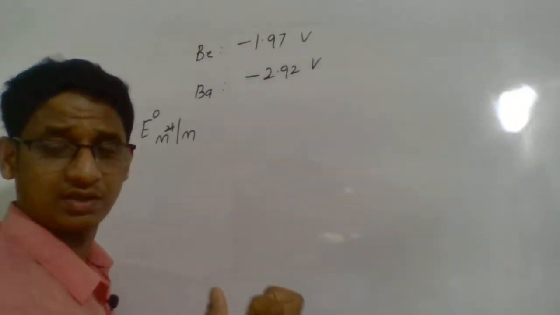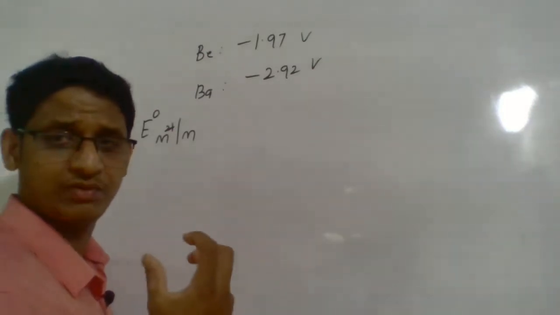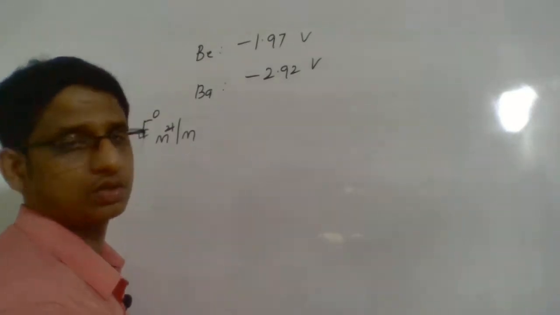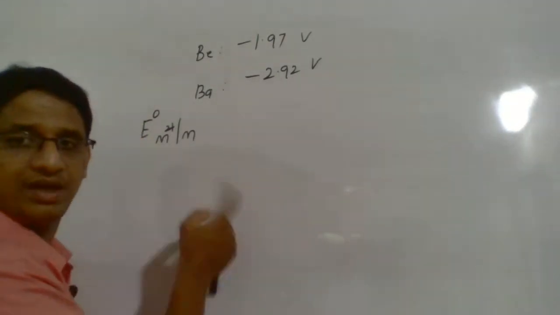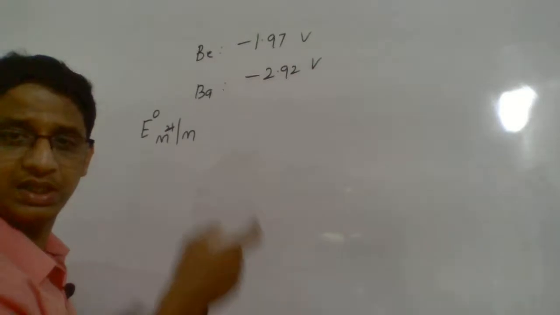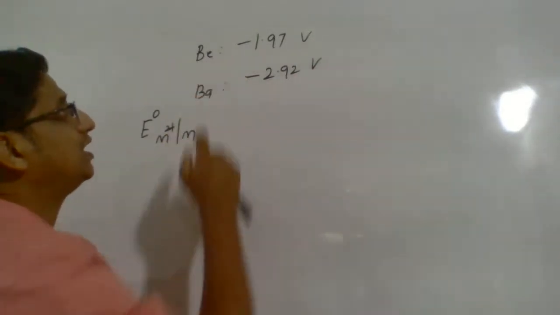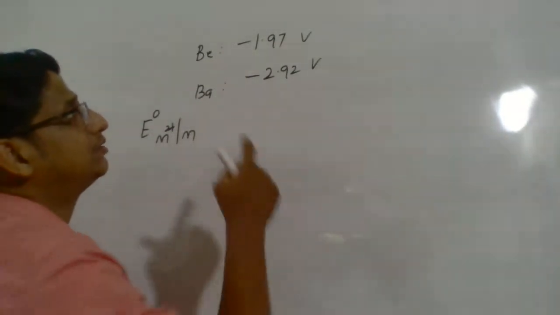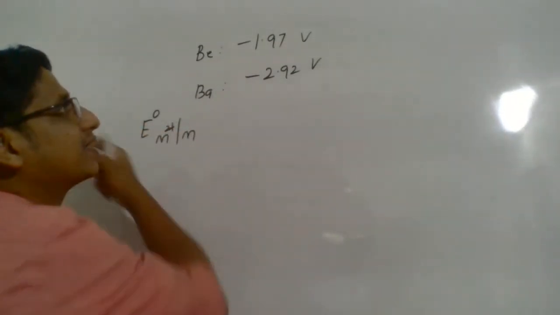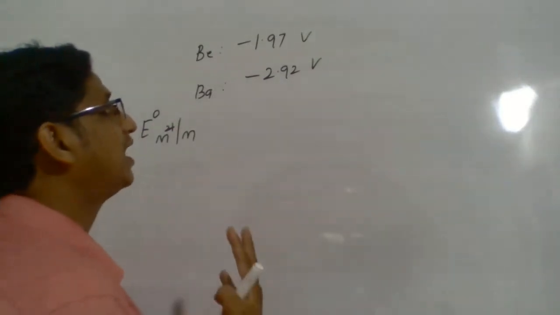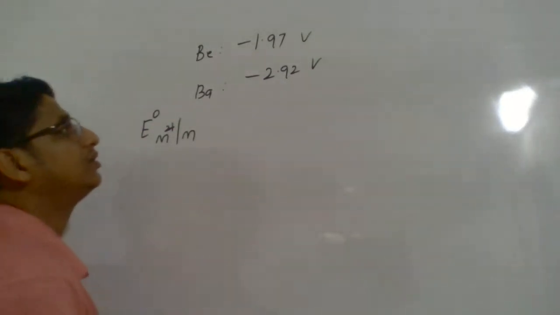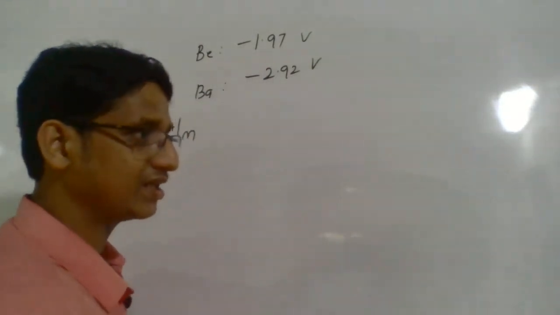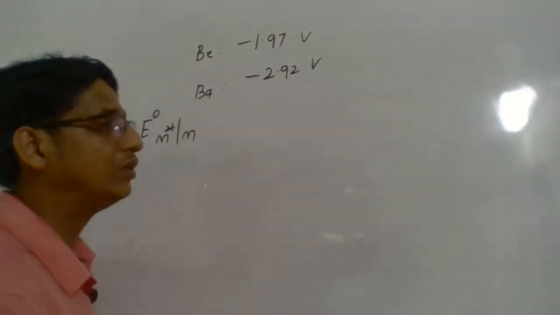Reduction means gaining of electron. Alkali metals and alkaline earth metals have no tendency to gain electron. Their tendency is to lose electron. So this is what alkaline earth metals generally do. But if you talk about comparison, this is the way you can compare, where you see beryllium having the least standard reduction potential value, whereas barium has the large negative standard reduction potential value, which means barium has a higher tendency to undergo oxidation compared to beryllium.